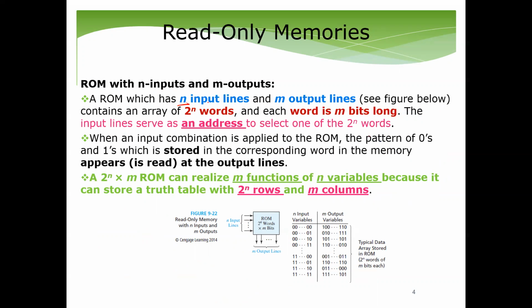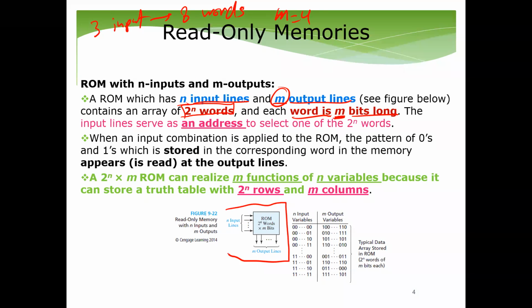Each ROM has n input lines and m output lines. The number of words in your memory is going to be 2 to the n words. Like the previous example, we had 3 bits for the input that translates into 8 words, which is 2 to the 3. Now, how large is each word? This will be determined by the value m. So the word is m bits long. In the previous example, m was equal to 4. We had 4 functions from f0 to f3, 4 functions meaning 4 bits. So this is the value of m.